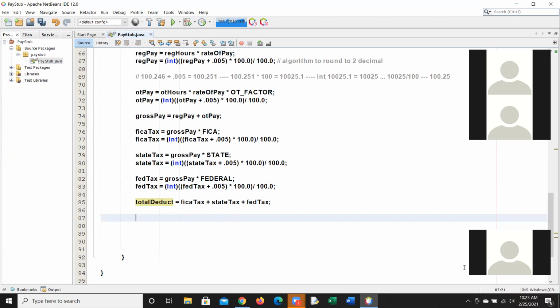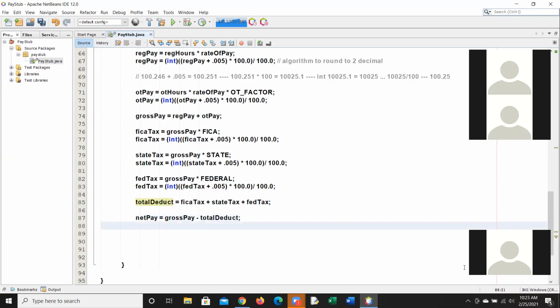All right, so there we got that. We only have one line left in our processing, and that'll be net pay. Net pay is assigned a value of our gross pay minus our total deductions. Okay, and so we're done with that. So now all we need to do is our output.